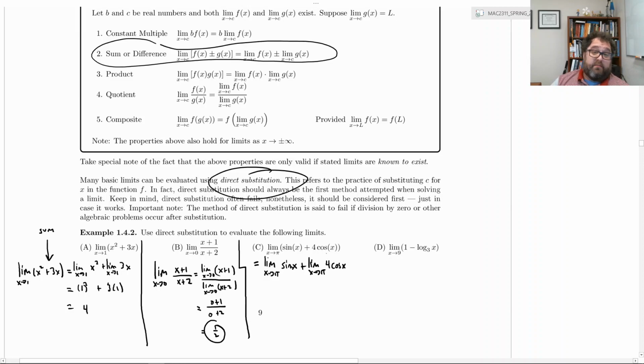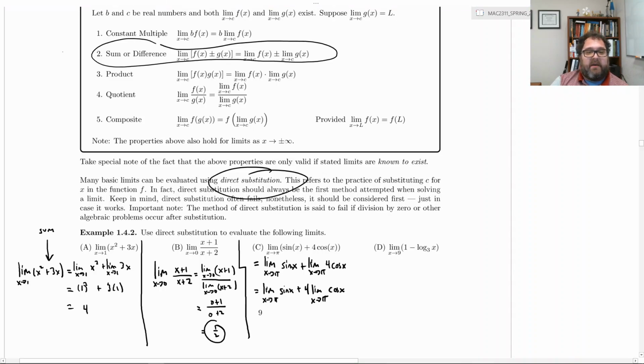Now, there's actually another property at play there. The additional property is that we have a constant multiple. So we can say this is the limit as x approaches pi. Leave the first limit alone, sine x, but we can factor out that 4. That 4 is a constant multiple, a scalar. So we can factor it out of the limit. And we have just cosine, the variable portion, left over.